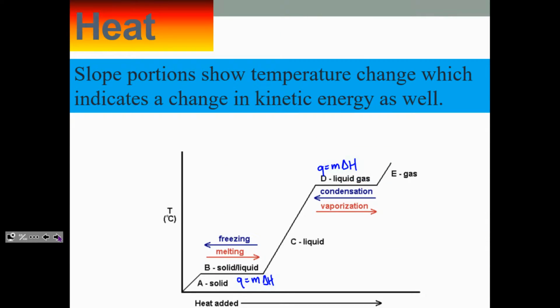Now, on the sloped portions, there's actually a temperature change because on the y-axis, you have temperature. So on the sloped portions, you're going to be using Q equals MC delta T. So we have 5 steps to this diagram: solid, melting to a liquid, and then liquid to a gas, and then we have gas.